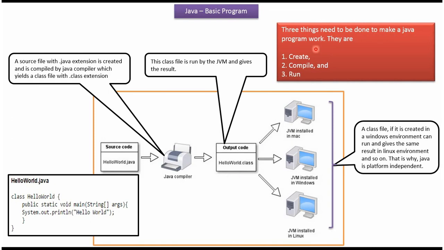Three things we have to do to make a Java program work. The first one is create the Java file. The second one is compile the Java file using the compiler. The third one is run the class file. Now we will see, using the command prompt, how to run the Java program.